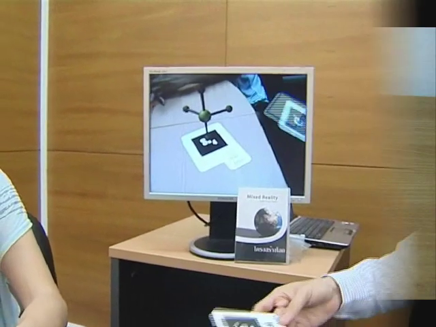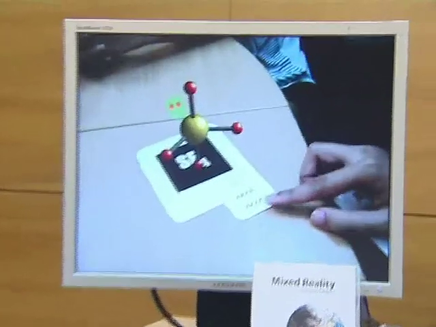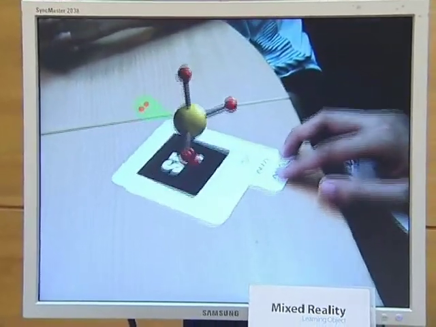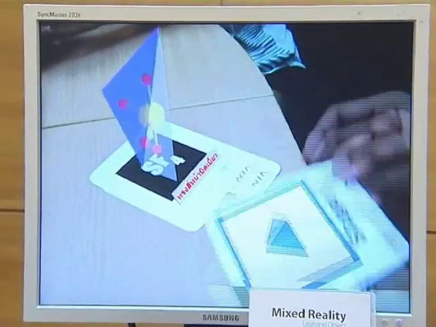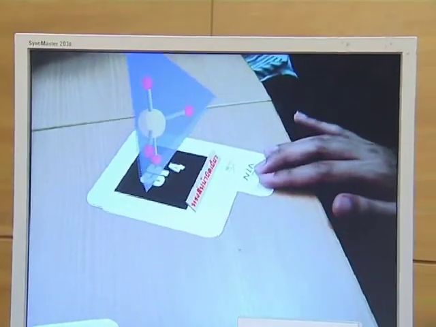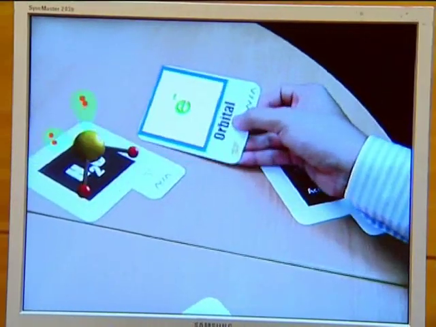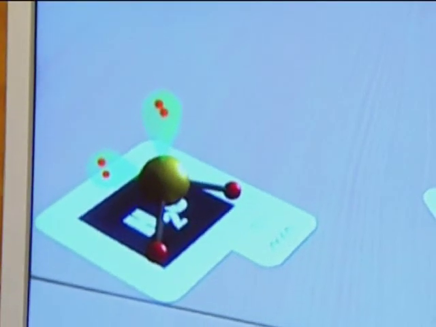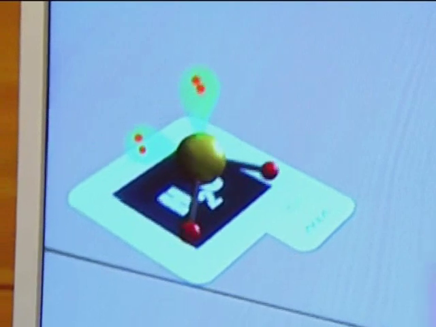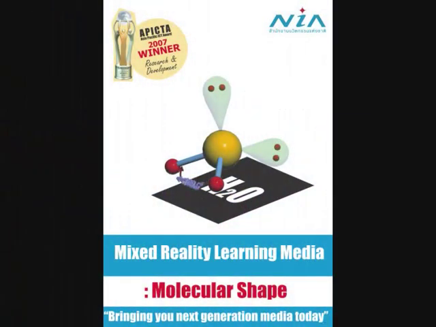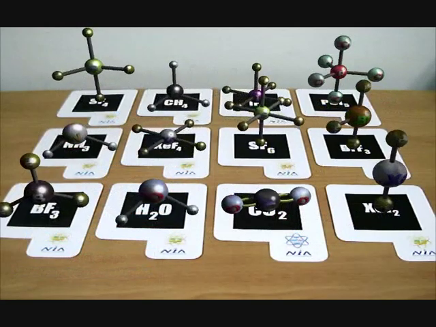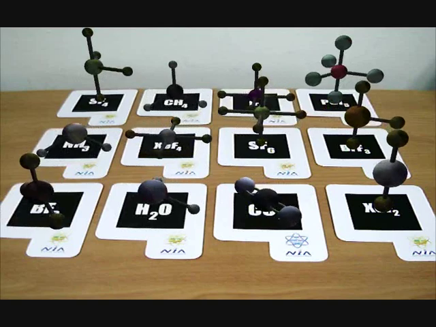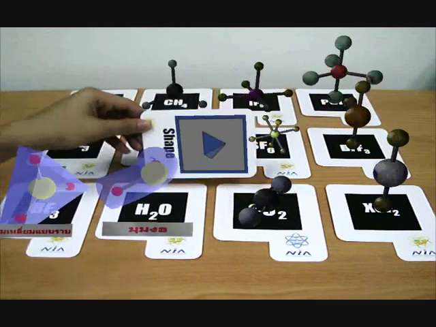In our chemistry lesson, we designed the interaction method so that each molecule card can show its various properties, such as its shape or electron position, by the user moving the property card over the molecule card. Then the molecule card will change its model into the corresponding property. So in this mixed reality molecular shape lesson, we have 13 cards for each unique type of molecule, and 5 property cards to show each molecule's property when brought near them.